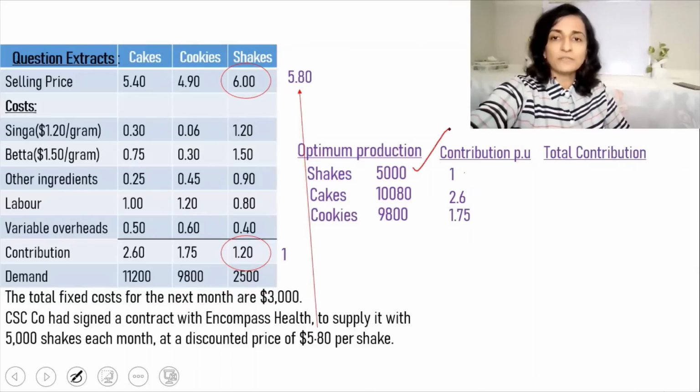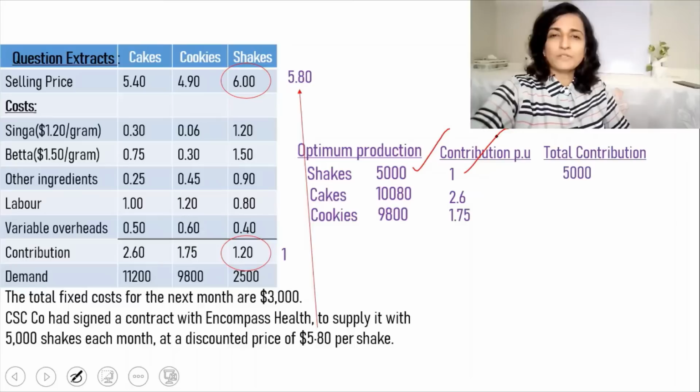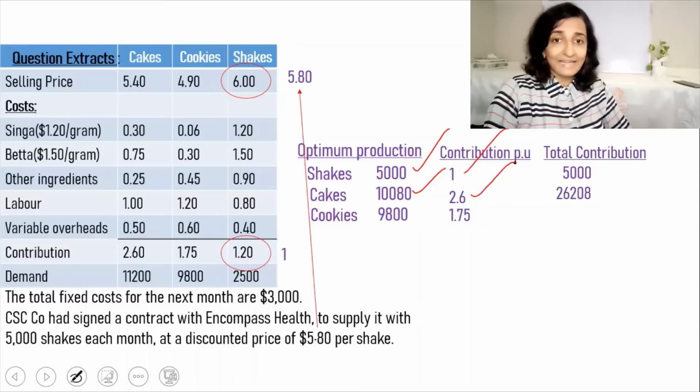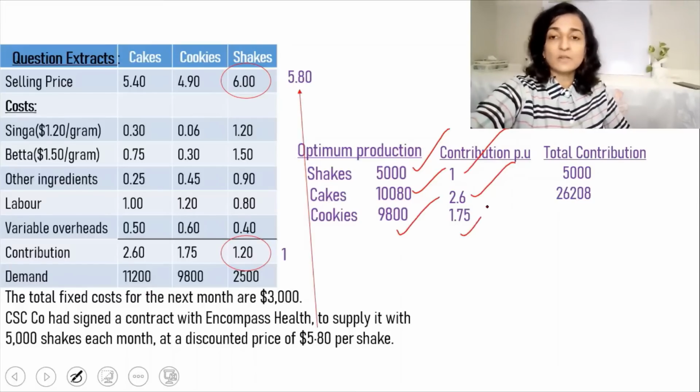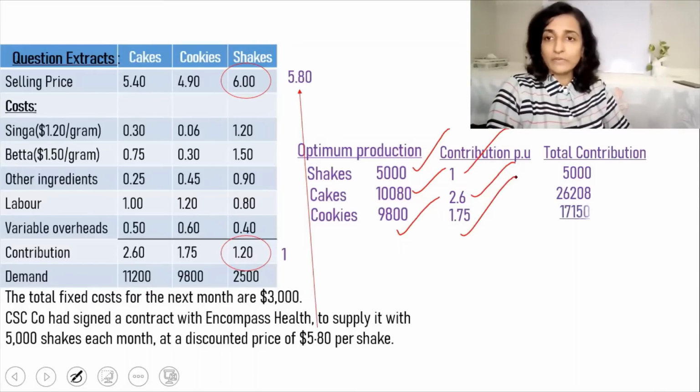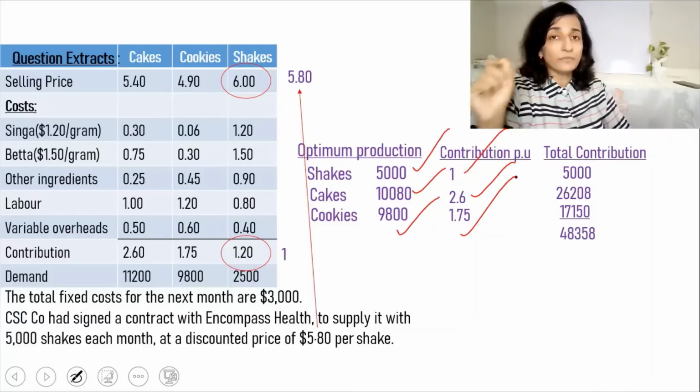Now coming to the total contribution. For shakes, it is 5,000 into 1, or $5,000. For cakes, it is 10,080 into 2.6, which is 26,208. And for cookies, it is 9,800 into 1.75, which is 17,150. So we get a total contribution of 48,358.